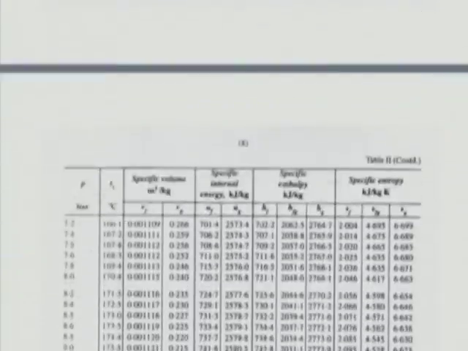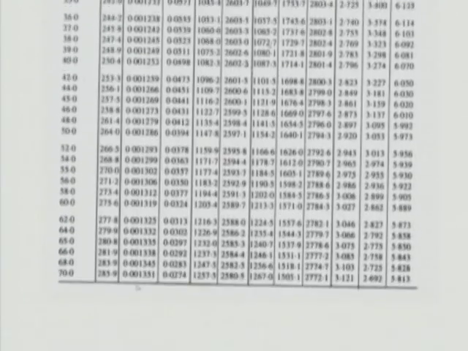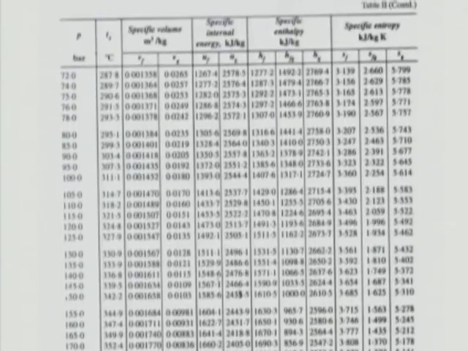This is its third page, fourth page up to 20 bar, fifth page up to 70 bar, sixth page ends at 221.2 bar, where again the temperature is 374.15 degrees C. So the information in the first two columns of page 1 and page 2 is the same information tabulated in two different ways.